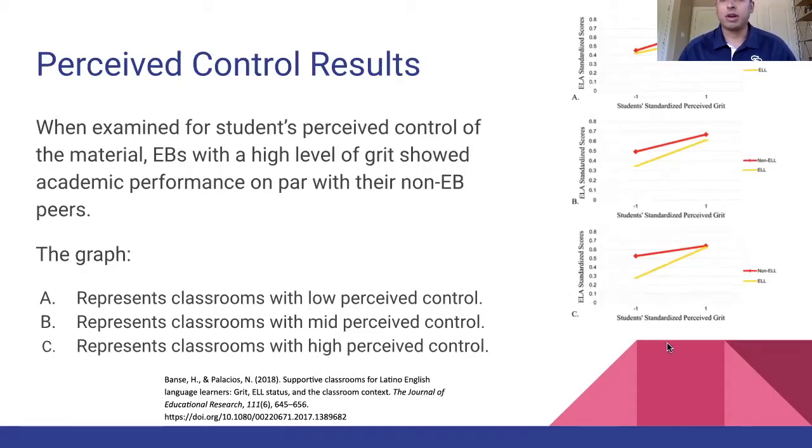As you can see in the graph here, when they are in a high perceived control environment, coupled with the highest level of grit, the academic performance was relatively the same as their native speaking partners. So this is in the ELA category. In math, the results were not as significant, but they still showed a positive relationship.